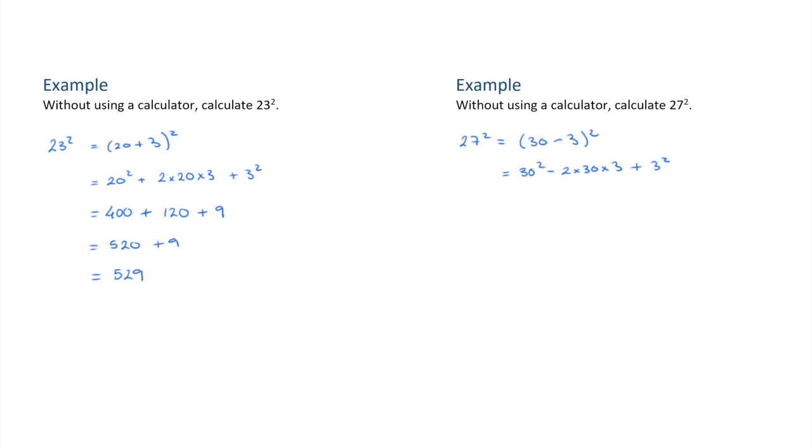30 squared is 30 times 30, so that's 900. So 900 minus, 2 times 30 is 60, times 3 should give us 180, plus 3 squared, which is 9. Now, going from left to right, 900 minus 180 should give us 720, plus 9. Finally, we have the answer. That's 729. And there we go.